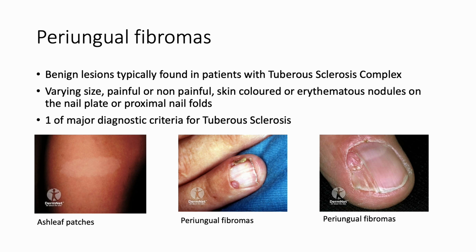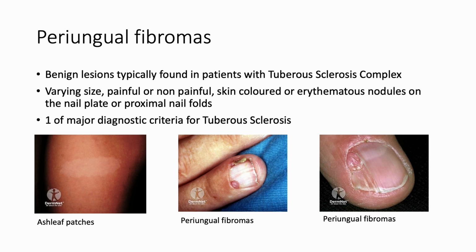Periungual fibromas. Periungual fibromas are benign lesions typically found in young adults and adults of patients with tuberous sclerosis complex. A quick recap of tuberous sclerosis complex. It is a rare autosomal dominant condition characterized by hamartomas in many different organs. Hamartomas are benign cell hyperplasia native to the organ they are growing within.